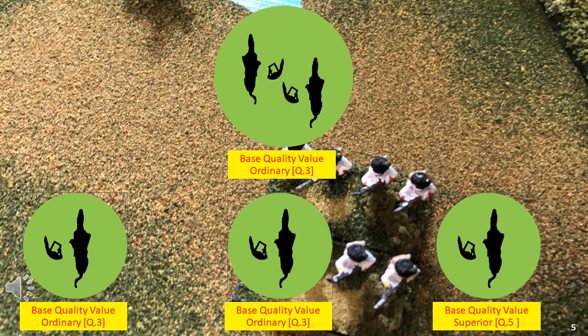In this case, the C&C is ordinary and has a quality value of 3. Two of the sub-commanders are also ordinary and have the same basic quality value of 3. One sub-commander is superior, which means its base quality is 5.